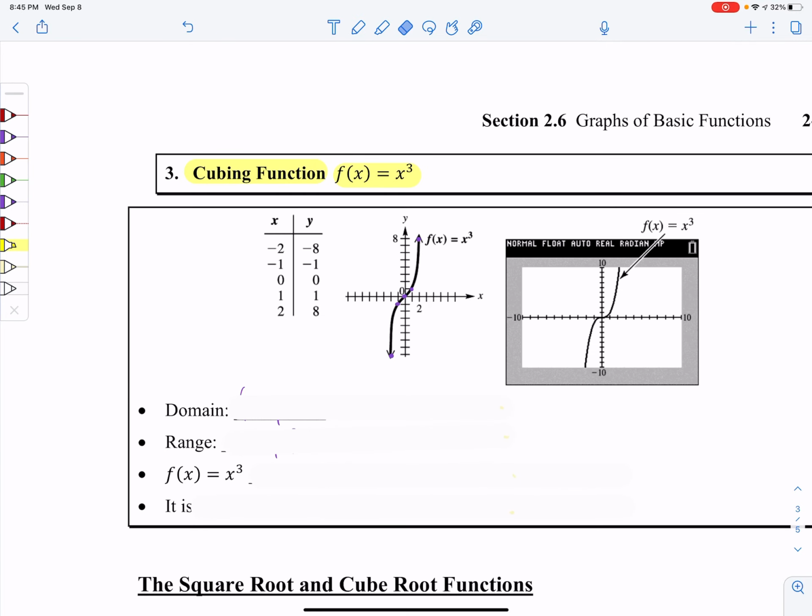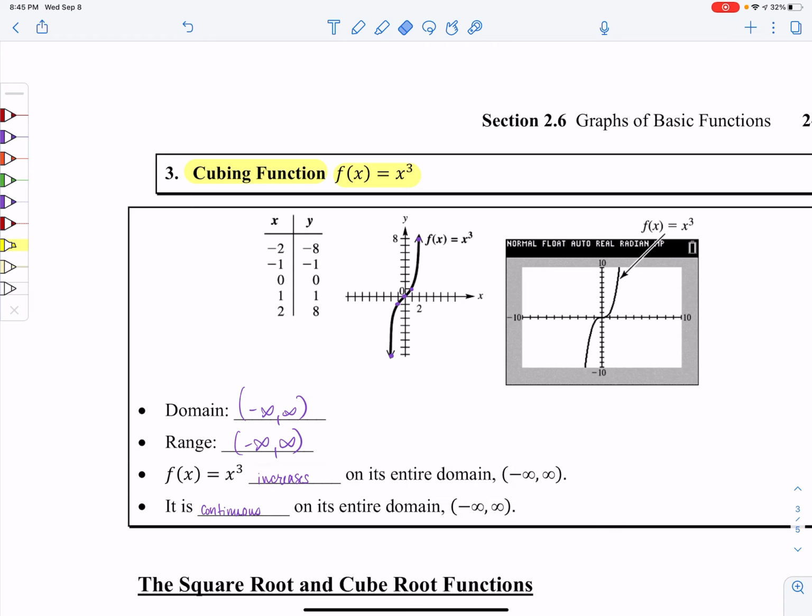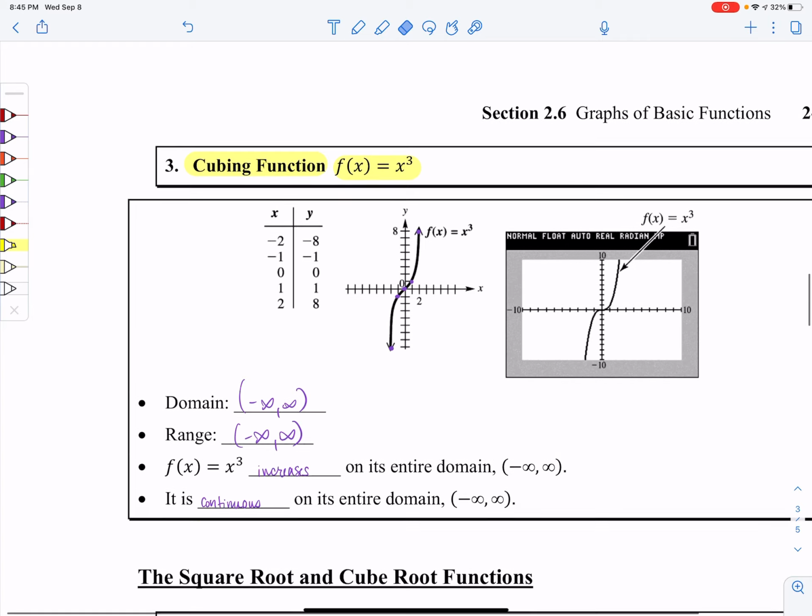The domain is going to be all real numbers. The range is also all real numbers. It's always going to be increasing, and it is always going to be continuous.